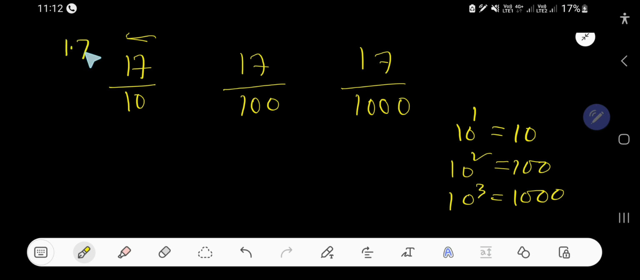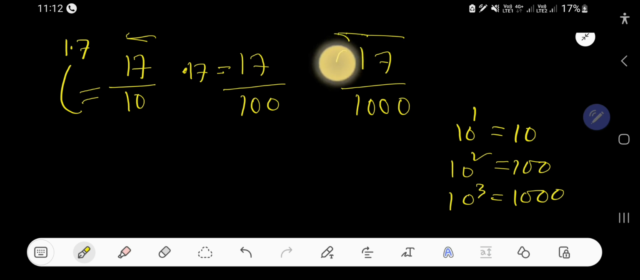So 1.7 is the answer for this, and here 2 zeros, so the decimal point will move 2 digits, that is 0.17 is the answer. And here the decimal point will move 3 digits, because here 3 zeros, 1 2 3. Since there is no digit, you have to consider 0. So here, 0.017 is the answer.